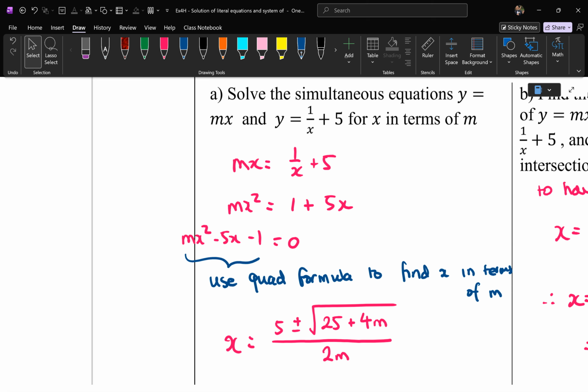So I equated them right here. mx equals 1 on x plus 5. I times x to all of them to get rid of the denominator. So I get mx squared equals 1 plus 5x. Move everything to one side. I get a quadratic.